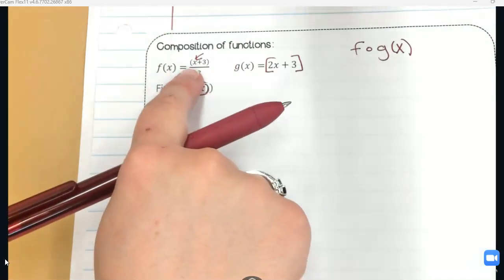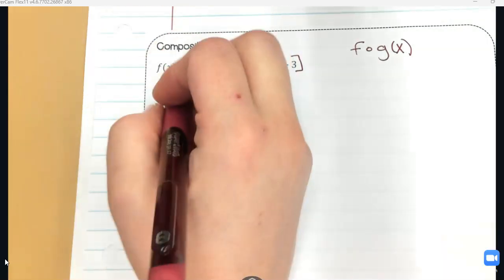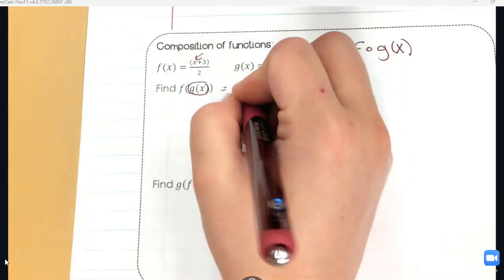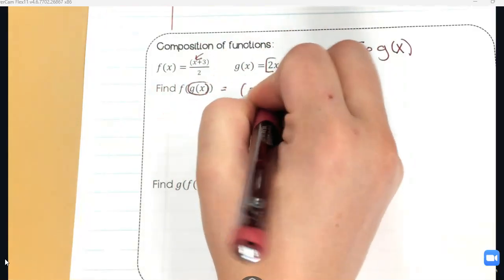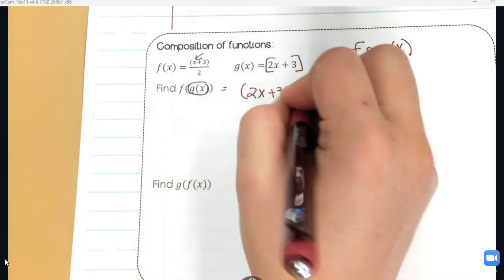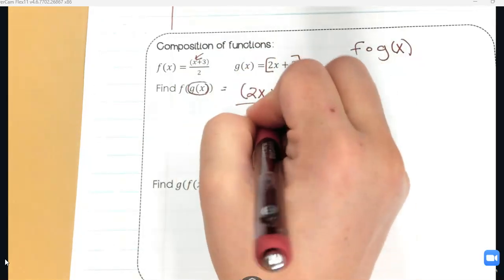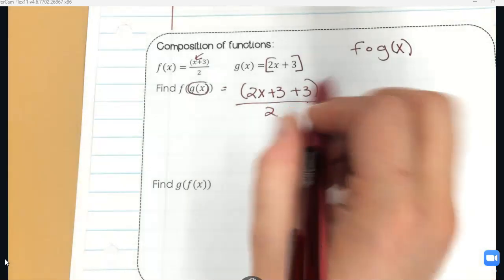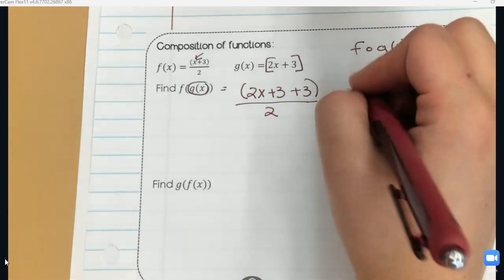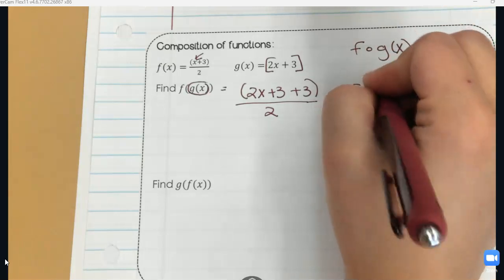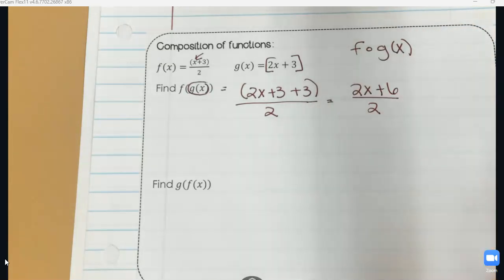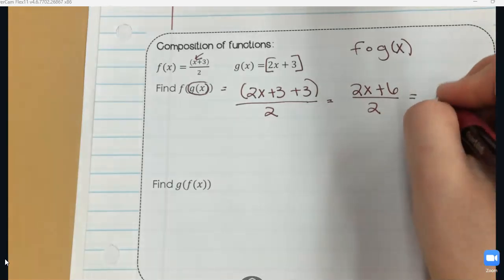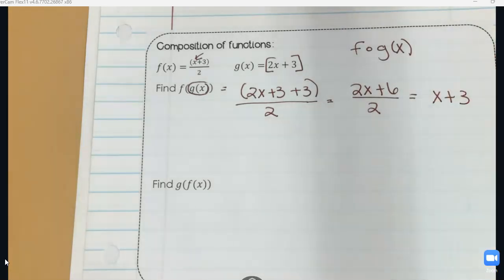So I'm going to replace x with 2x plus 3. So that will be 2x plus 3 over 2. And again, just use your order of operations to move forward and simplify. In my numerator, I've got 3 plus 3, which is 6. So 2x plus 6 over 2. Both the 2x and the 6 are divisible by 2, so I can simplify this to x plus 3.